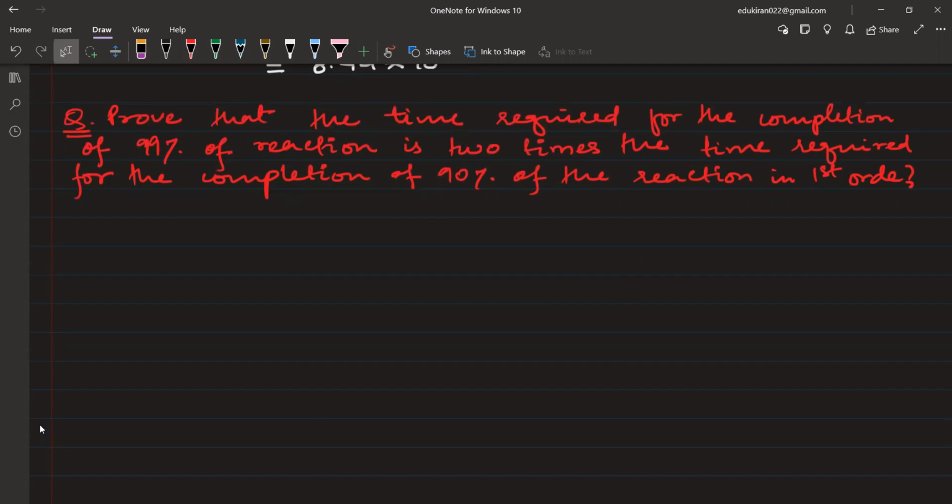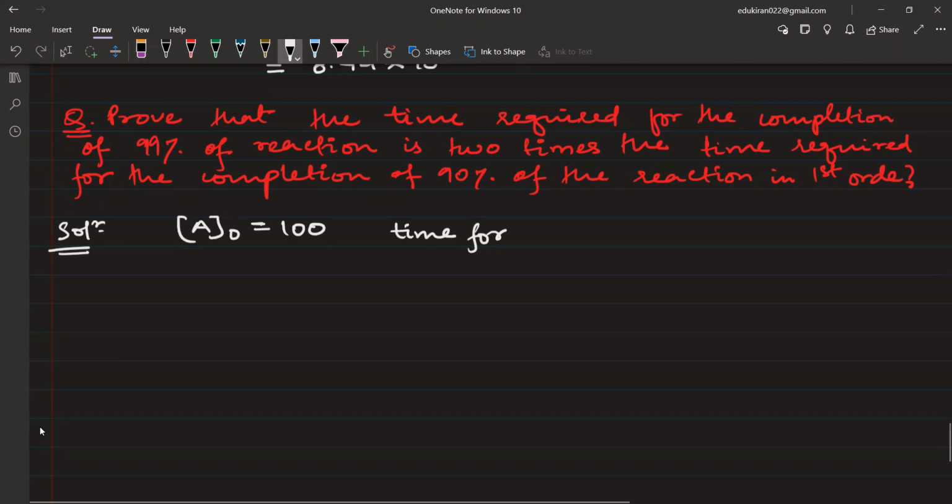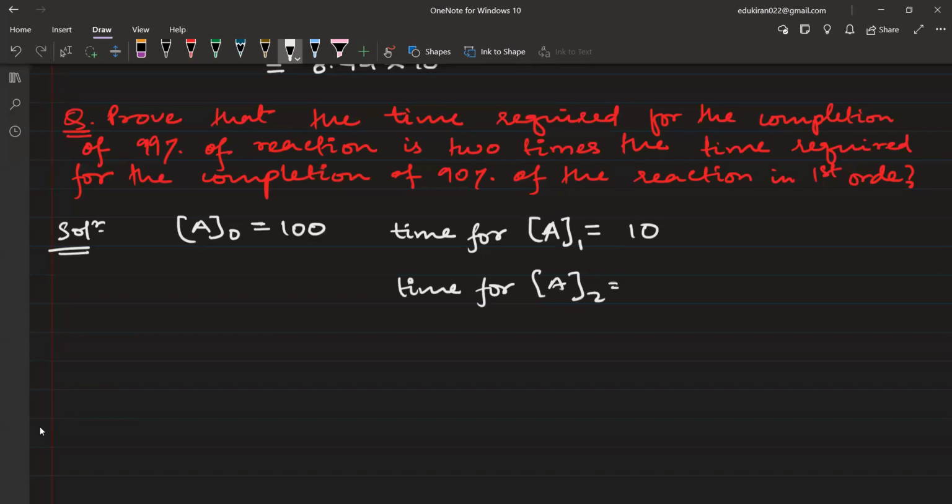So, first of all, they have not given you any initial concentration and final concentration. So I will start that. I will say that A0 is equal to how much? 100. It is 100%, so we took 100. A not will be equal to 100. Then I'm going to calculate the time for A, that is the remaining concentration. When 90% is complete, A1, which we will calculate first, will be 10. Since 90 is complete, 10 of the reactant remains. And then we are going to calculate the time for the second, that is A2. When 99% of the reaction is complete, 1 mole of the reactant will remain. So we are going to calculate for both of these things.